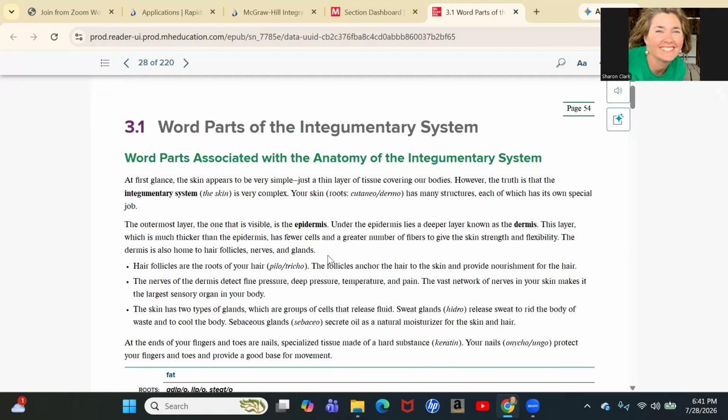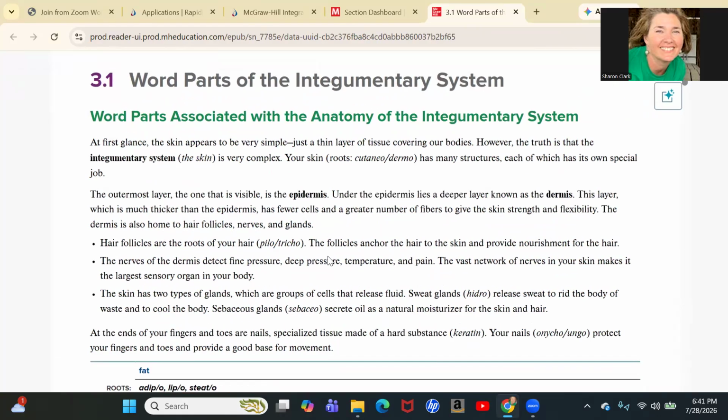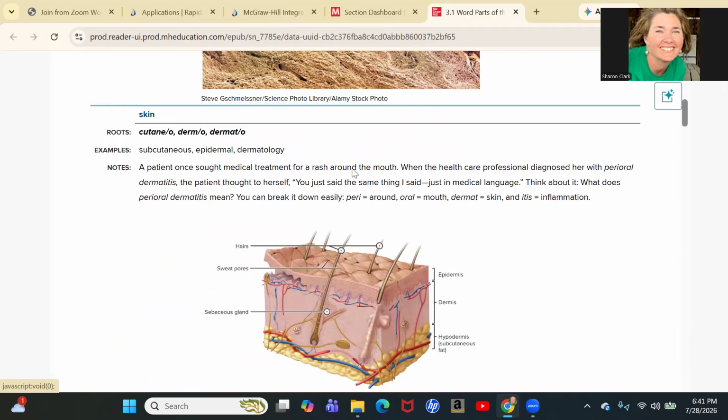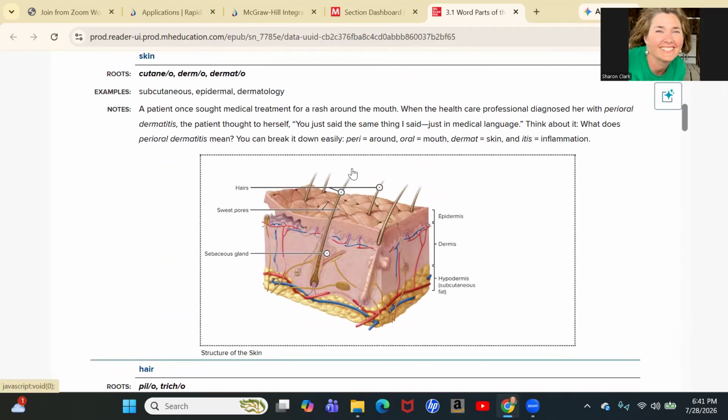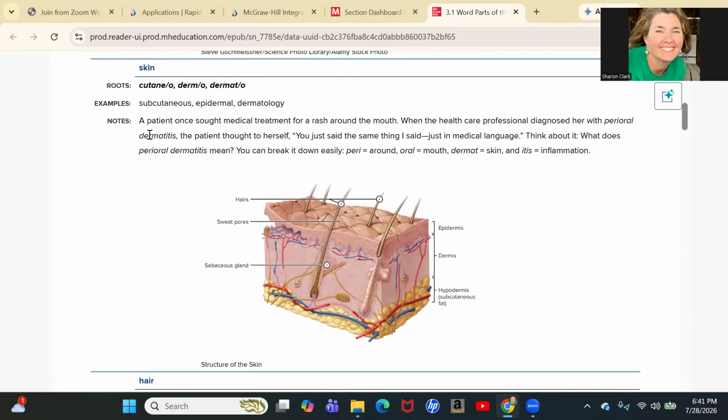So let's begin with section 3.1, the parts of the integumentary system and their word parts. That term integumento means to cover, and the word roots specifically that mean skin are cutano, dermo, and dermato. So you're like, holy cow, why are there so many? Well, oftentimes, as you'll see when we cover the renal system and other systems, they do mean specific things.